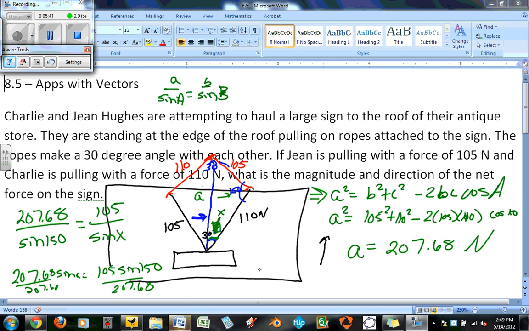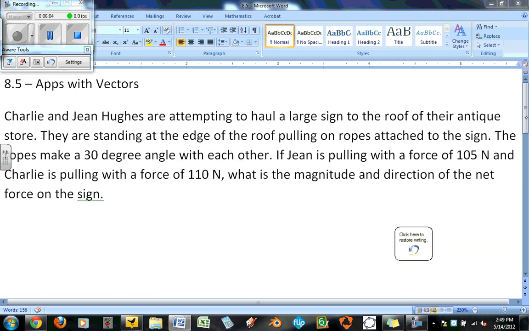And when we do all that work, we get 15.33 degrees. So what it was doing is it's pulling it 15 degrees this way with a force of 207 going upwards. Okay? So that's one problem right there. We use the law of sines and law of cosines. That stuff hasn't disappeared.